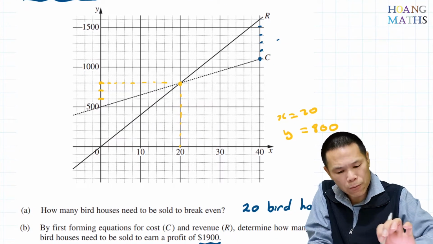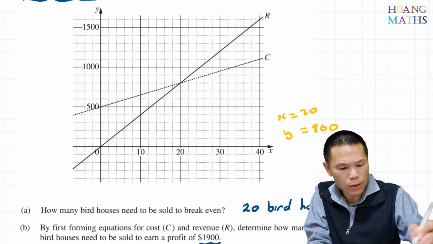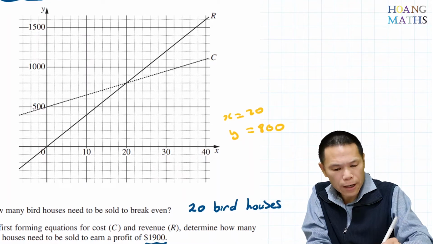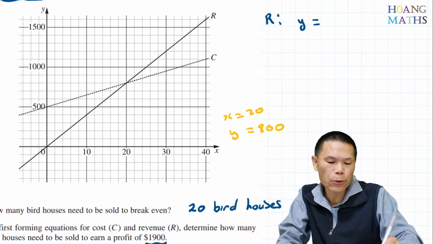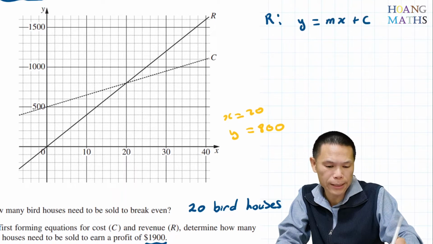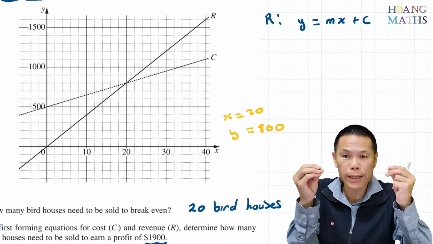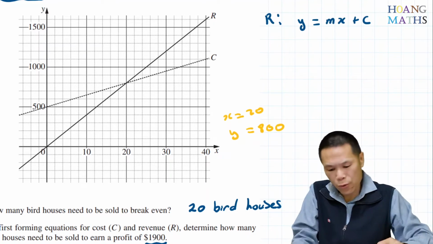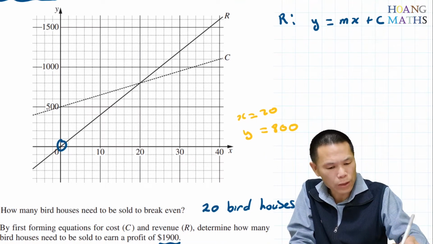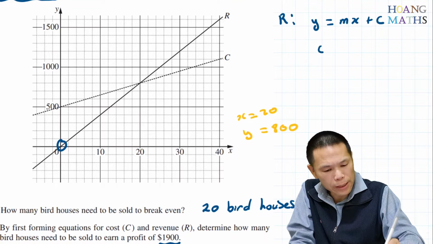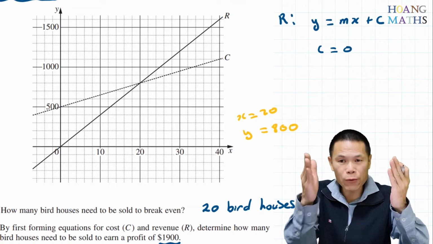So for revenue, let's do revenue first. So the revenue is, remember, let me just write this on here. So R. And to find the equations, we know that y equals mx plus c. m is the gradient of the graph and c is the y-intercept. So for revenue, we know that c is 0 because it cuts the y-axis at 0. So let me just write this down. c equals 0. Now to find the gradient, rise over run will give me the gradient.